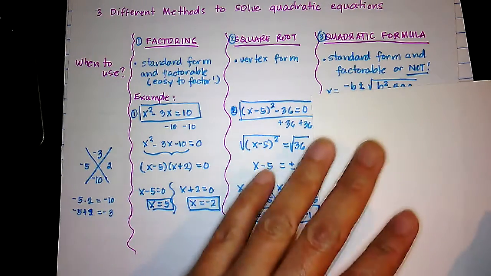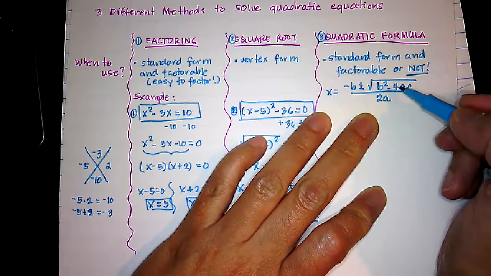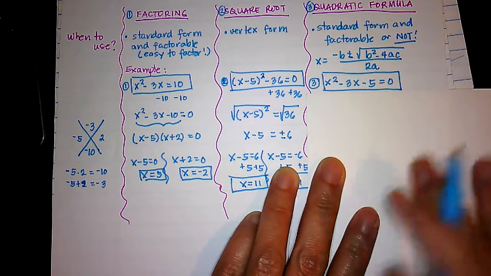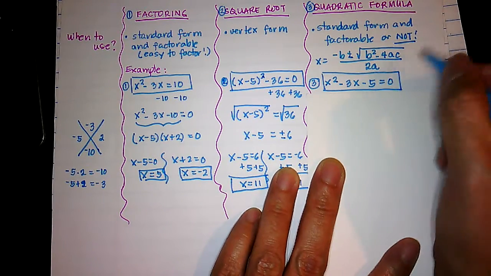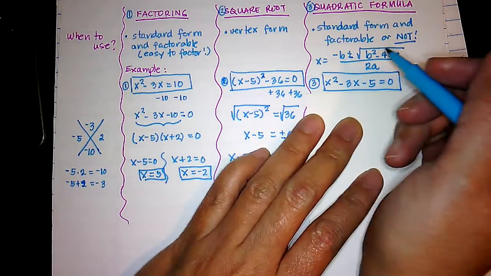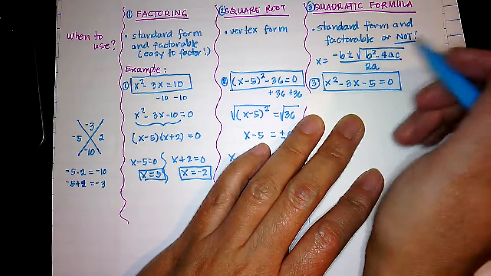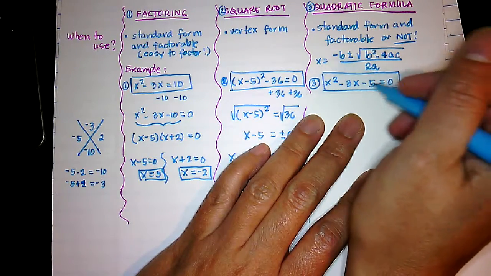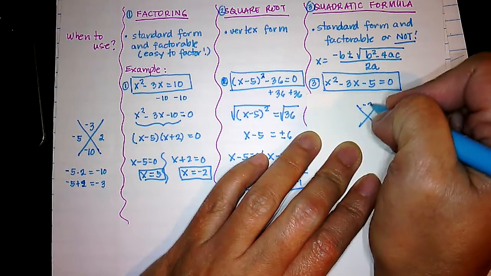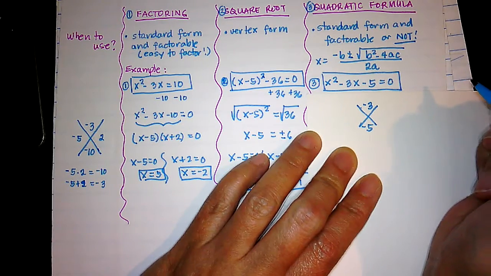And then you use the quadratic formula. Remember, the quadratic formula requires you to know your a, b, and c from the standard form. So for example, you're given this problem. When you look at this problem, it's already set equal to 0, so you don't need to rewrite it. Then you identify the factors, so you can try factoring first. But for this one, what are the factors of negative 5 that give you a sum of negative 3? The product of negative 5 and sum of negative 3 is impossible.